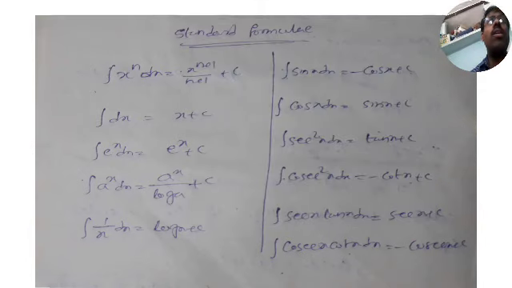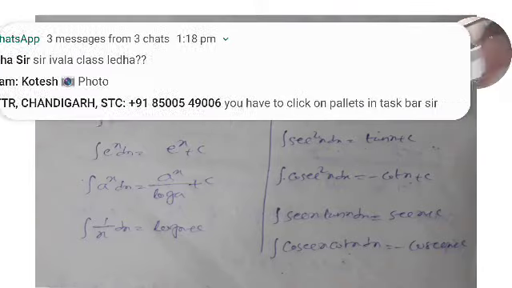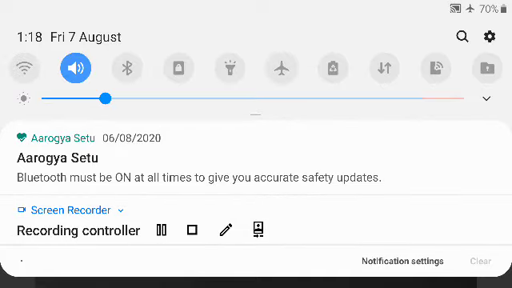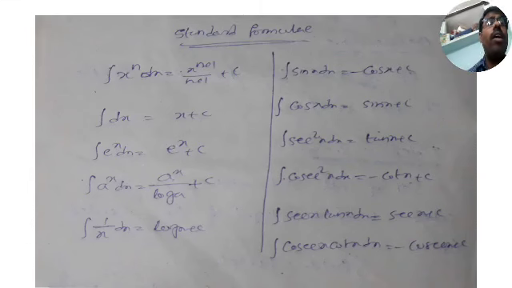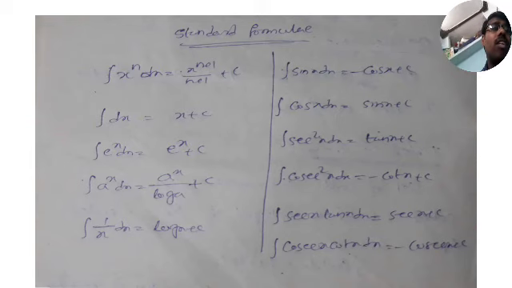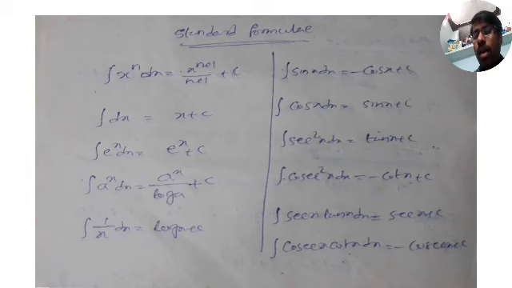So these are the formulas. Integration of sin x is minus cos x plus c, integration of cos x is sin x plus c, integration of sec square x is tan x plus c, integration of cosec square x is minus cot x plus c, integration of sec x into tan x is sec x plus c, integration of cosec x into cot x is minus cosec x plus c.